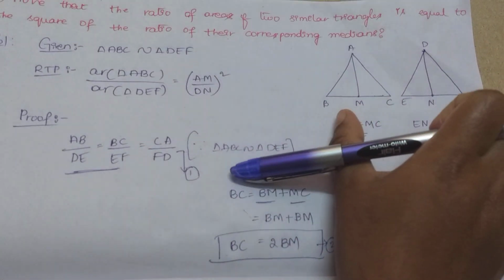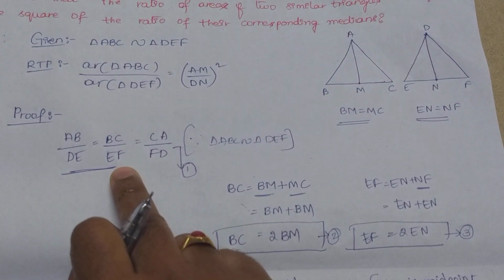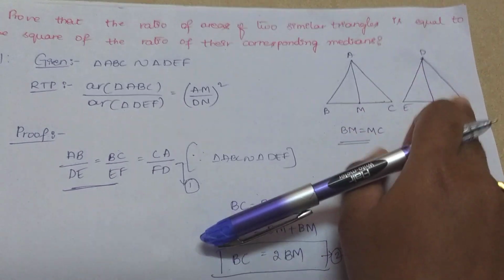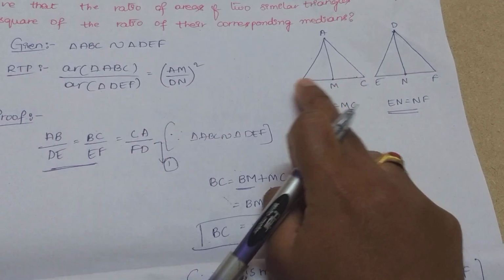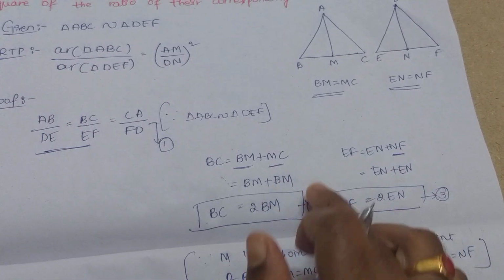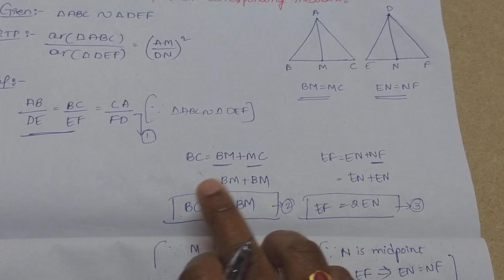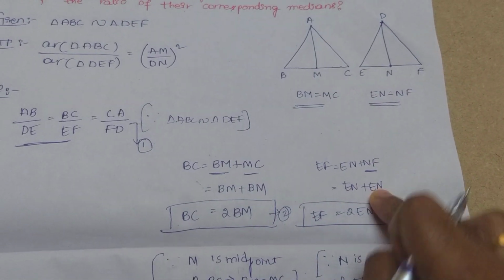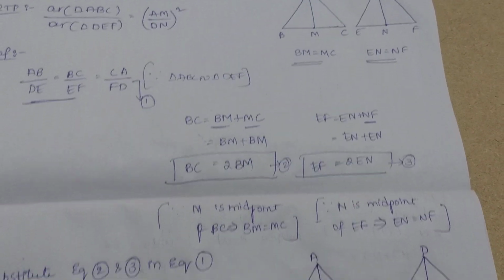See here, they have given that triangle ABC is similar to triangle DEF. As per the principle of similarity, I have written AB by DE equals BC by EF equals AC by DF. I have put this as equation 1. Since M is the midpoint, we can take BM equals MC. N is the midpoint, so EN equals NF. In the place of MC, can I write BM? Yes. So BC equals 2BM, and in the place of NF I am writing EN, so EF equals 2EN. I have taken these two as equation 2 and equation 3.